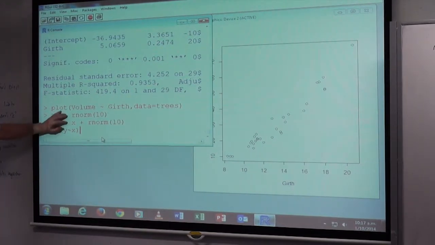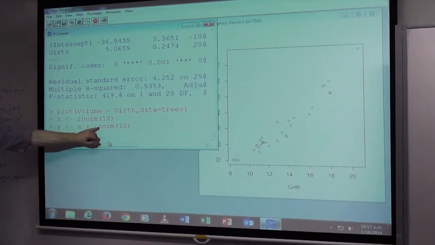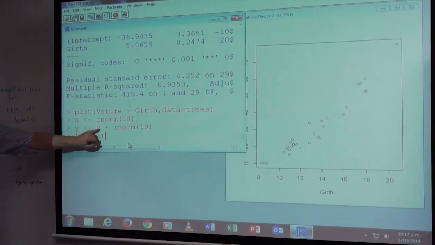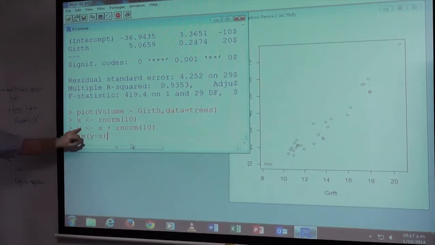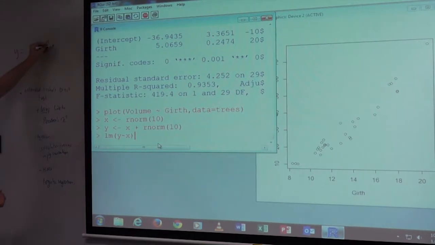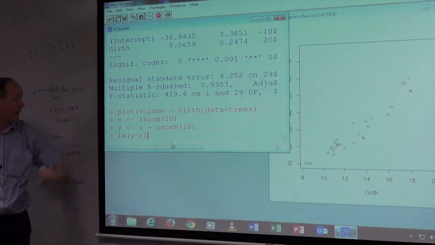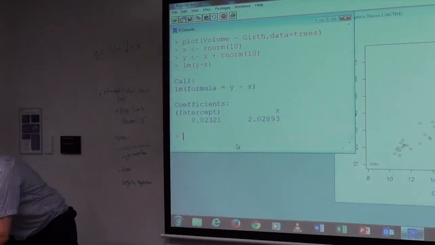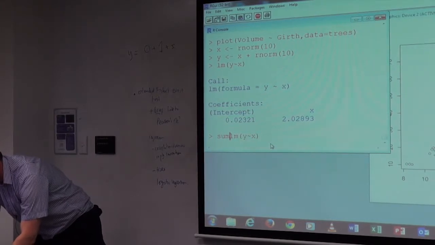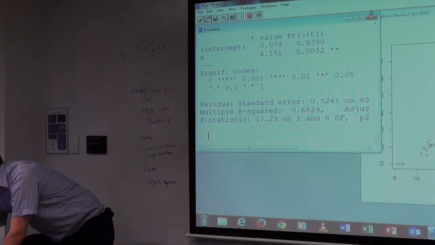So what I've done is just create some data here. X is just random data. Y is X plus normal data. So really, Y equals X plus scatter. So we know that Y equals 0 plus 1 times X. Because I've put no constant in here, they're just proportional to each other with scatter added. So if I go linear model of Y versus X, we get this summary.